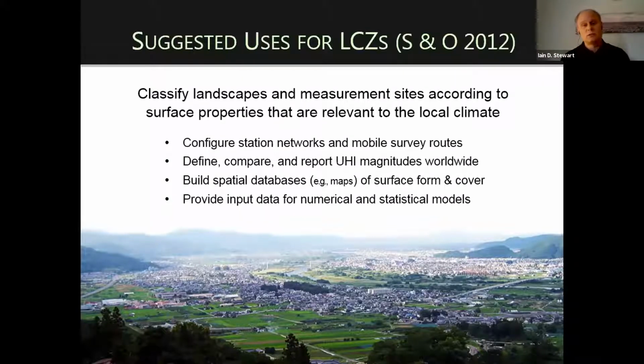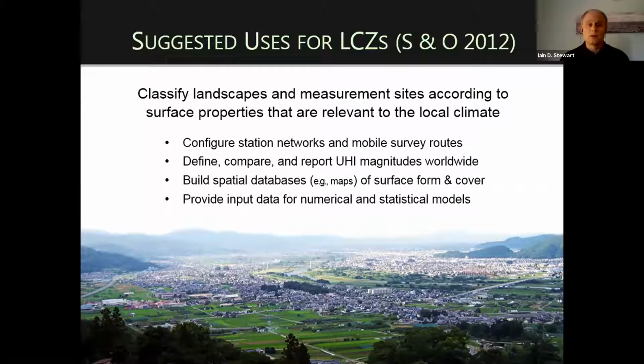And the suggested uses that we put forward in the original publication in 2012 are listed here. And primarily the scheme is intended to classify landscapes or measurement sites according to the surface properties that are relevant to the local climate. And that here largely means the temperature climate at standard screen height of a couple of meters above the ground. Now, once that's accomplished, many other secondary or derivative uses of the scheme can surface.